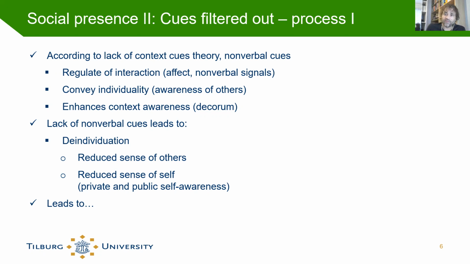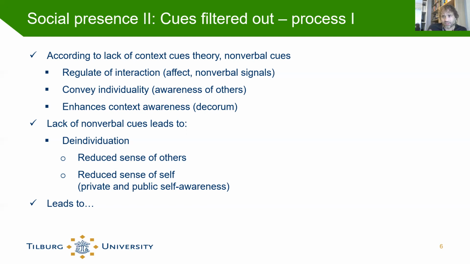And if you do not have that, the theories say that leads to de-individuation. And de-individuation is that you have a reduced sense of others, but also a reduced sense of self. So the first one is easy. So if you talk to someone using computer-mediated communication, think of a Reddit or Twitter conversation, you kind of lose the idea that you talk to someone who is actually a real person. So it's easier to start flaming or start cursing at someone.